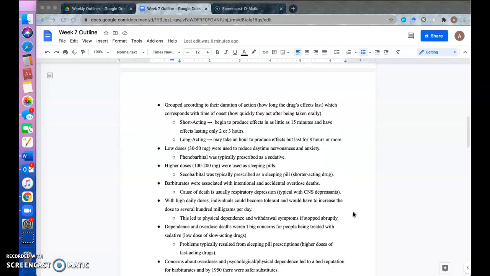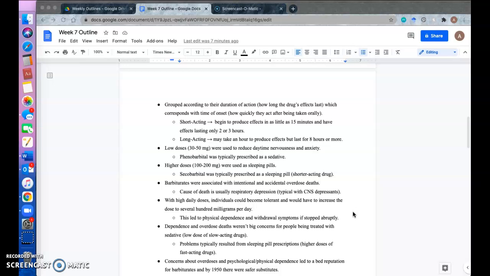Barbiturates are grouped according to the duration of time, which is how long the drug's effects last, which corresponds with the time of onset, which is how quickly they act after being taken orally. Short-acting barbiturates begin to produce effects in as little as 15 minutes and have effects lasting only 2 or 3 hours. Long-acting barbiturates may take an hour to produce effects, but it can last for 8 hours or more.